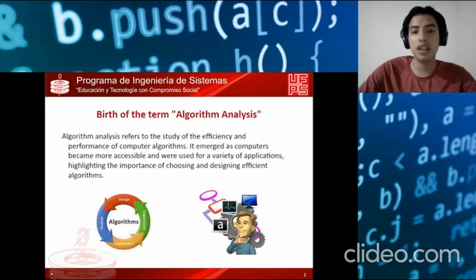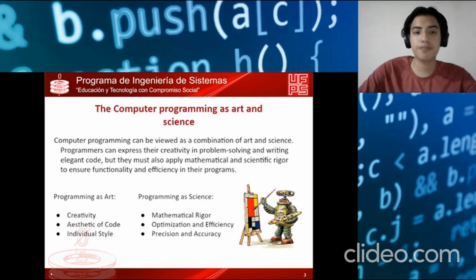In the late 1950s and early 1960s, formal methods of analyzing algorithms were developed, and influential figures such as Donald E. Knuth contributed significantly to this process. With the establishment of computer science as an academic discipline in the 1960s and 1970s, algorithmic analysis became an essential component of computer science education.